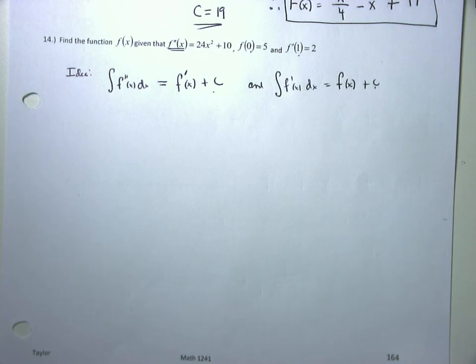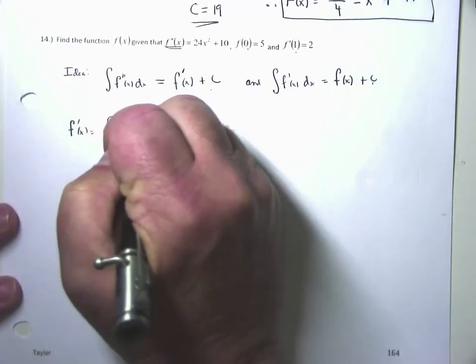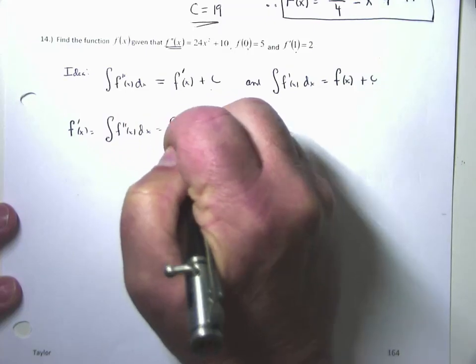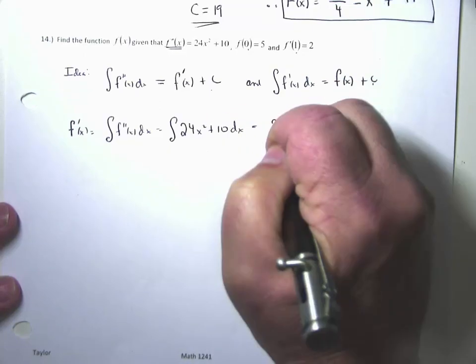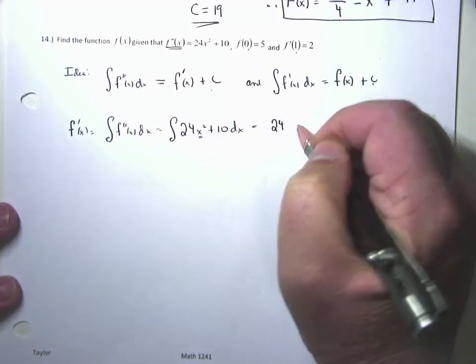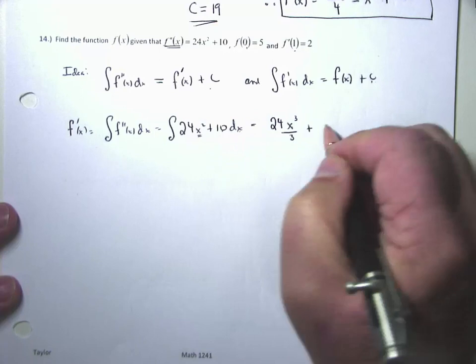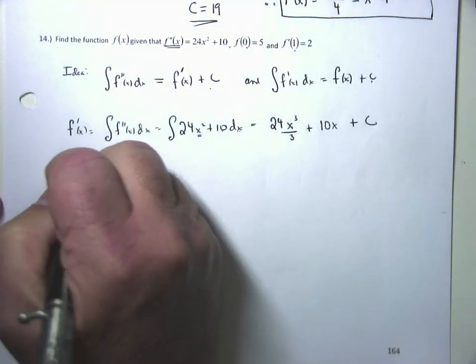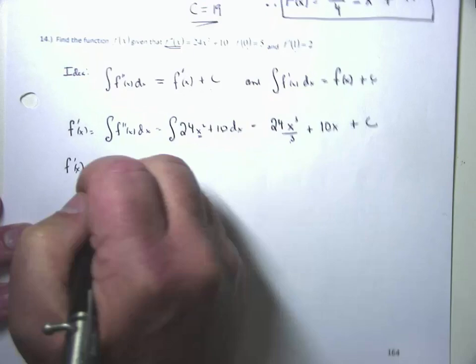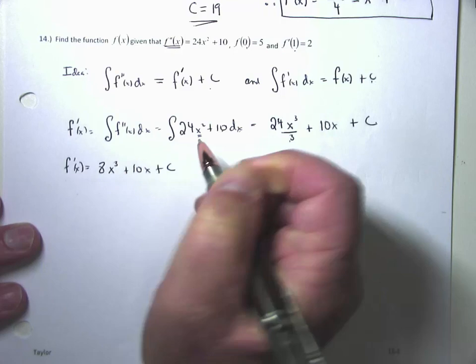So here we go. To get f prime of x, I've got to integrate the second derivative. That will be the integral of 24x squared plus 10 dx. 24 is a constant, leave it alone. Integral of x squared, add 1 over add 1, is x cubed over 3. Plus the integral of 10 with respect to x is 10x. And then, of course, every time you integrate, you have plus c. Cleaning it up, this tells me f prime of x is equal to 24 divided by 3, which is 8, x cubed plus 10x plus c.